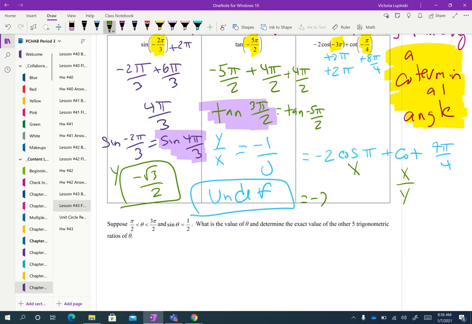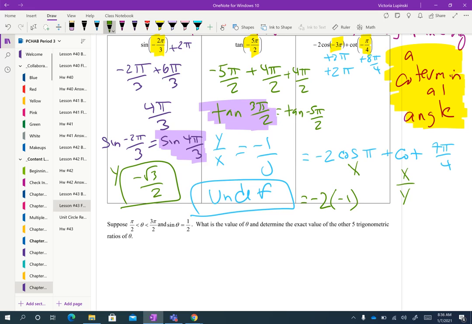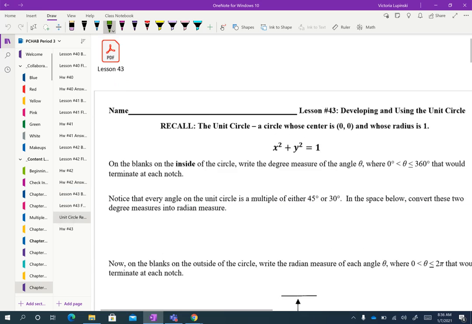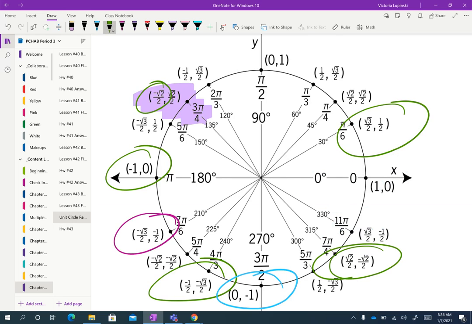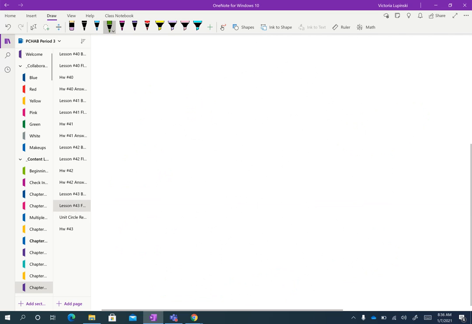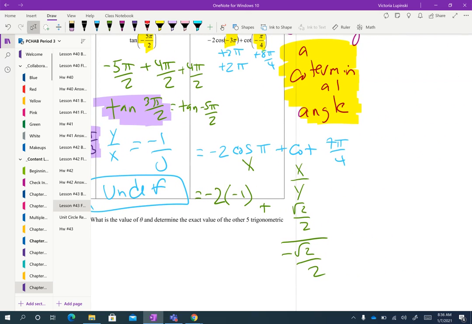So starting with the negative 2, don't lose that. Going back to the unit circle, the cosine of pi, the cosine should be the x value. So that would be negative 1. So this is negative 2 times negative 1. Plus the cotangent of 7 pi over 4 means I need to go to 7 pi over 4. Sorry, it's getting a little bit crowded. So 7 pi over 4 is here. And I'm going to have to go ahead and find the cotangent, which means put the x over the y. So that is going to be the square root of 2 over 2 divided by negative square root of 2 over 2. Kind of go off to the side here.